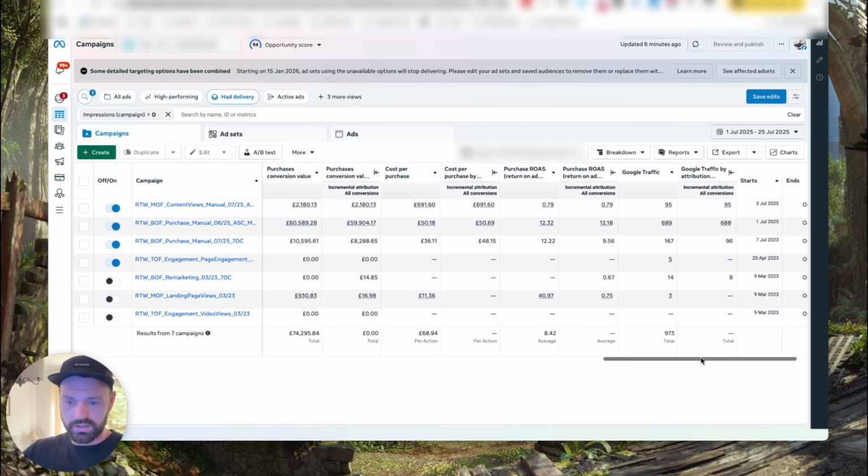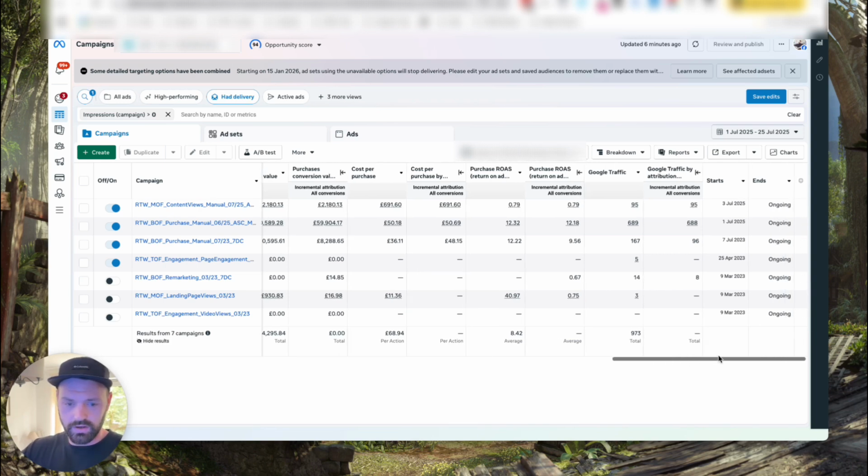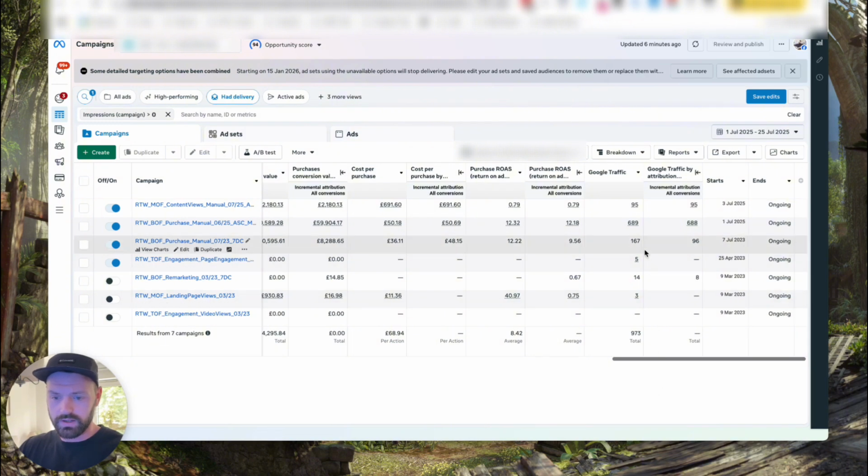So this is showing us the 1st to the 25th of July. I wanted to take the weekend out because we always have really poor weekends, and it kind of skews the data relative to the backdating of attribution. So 1st to 25th of July, I'm also going to show this hopefully through to the same period of last year as well.